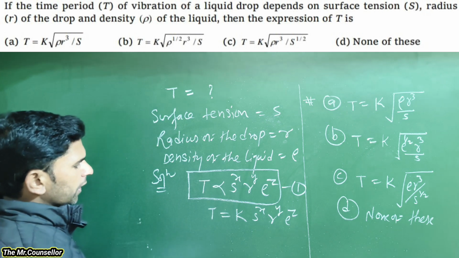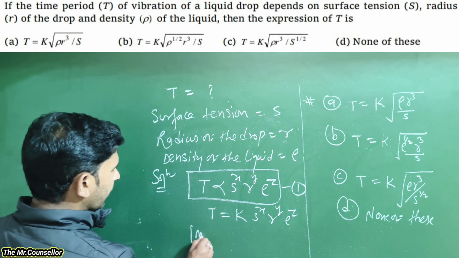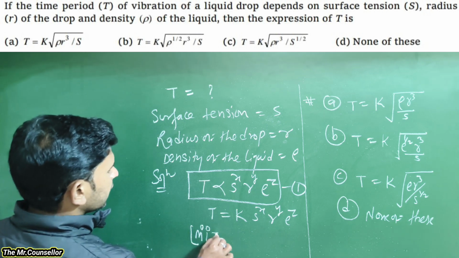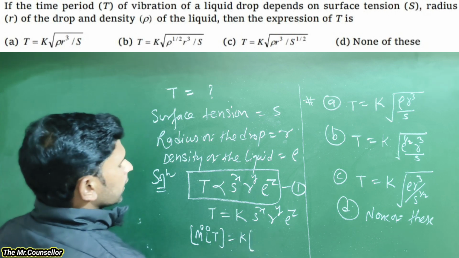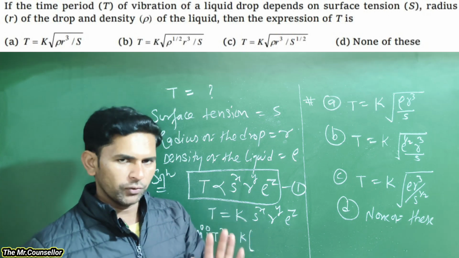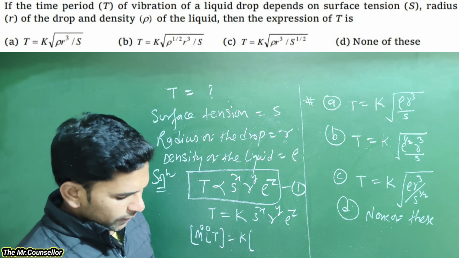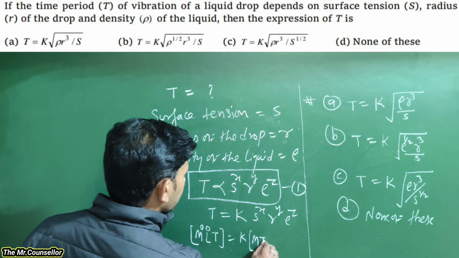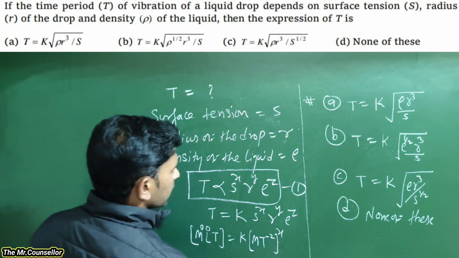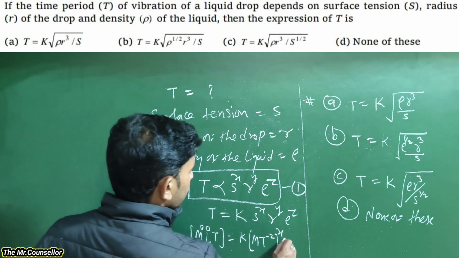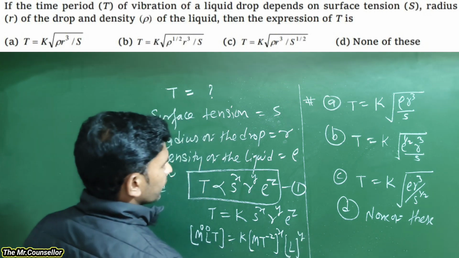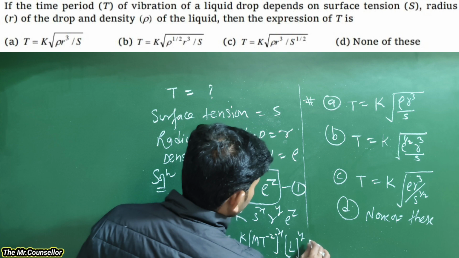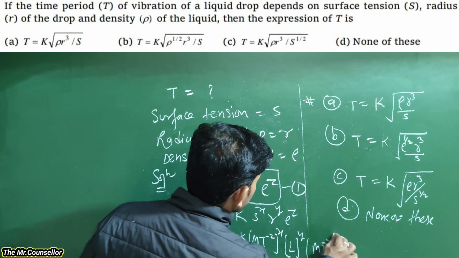So what you can write here: left hand side dimensional formula is M naught L naught T, because mass is not there, L is also not there, so only T is there. Then K, and the dimensional formula of surface tension, force per unit length, is M T power minus 2, raised to the power x. Radius means distance, so L power y. Density is mass per unit volume, so M L power minus 3, raised to the power z.